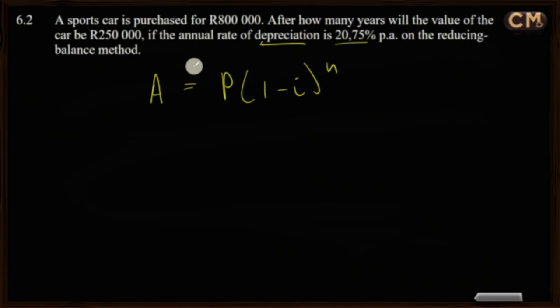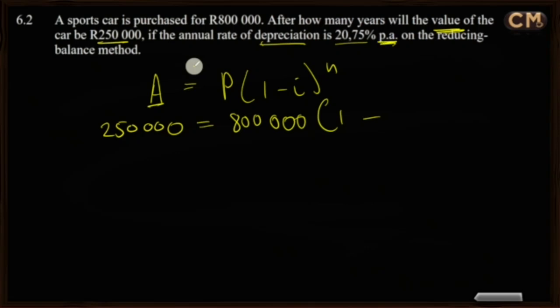Of course, let's just substitute what we have. After that period, whatever it is, we will have a balance of 250,000 rand, from where our principal was 800,000, or our brand new value. And then we'll have 1 minus, what is our interest rate? Well, they just gave us a per annum rate, which means we just divide that by 100 and we get 0.2075. And then n is what we are calculating for, of course.